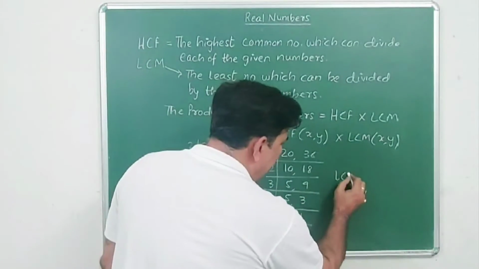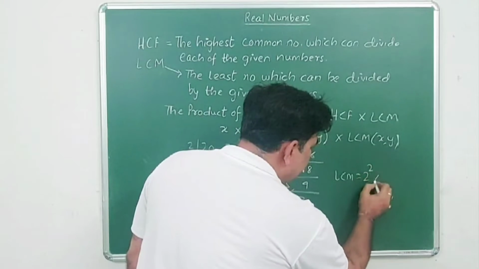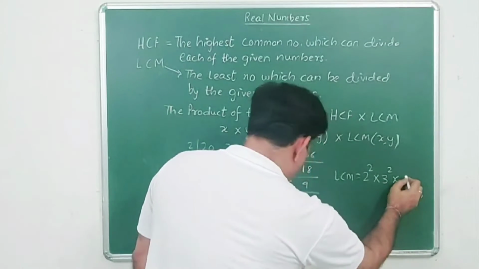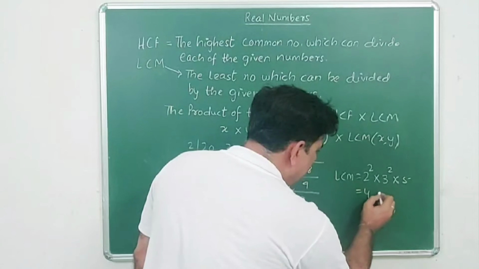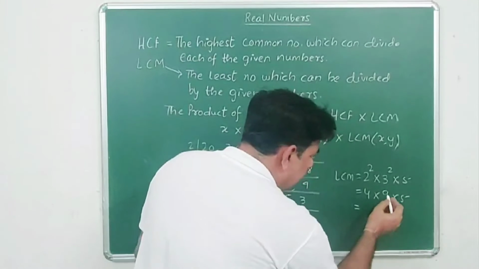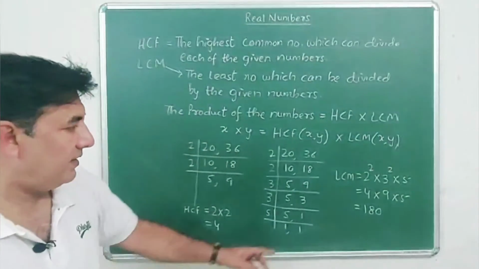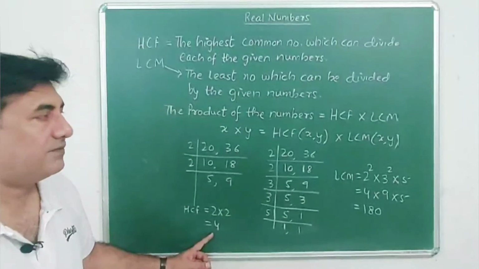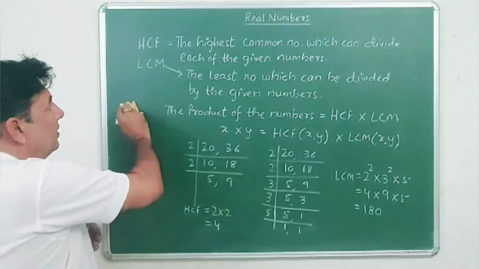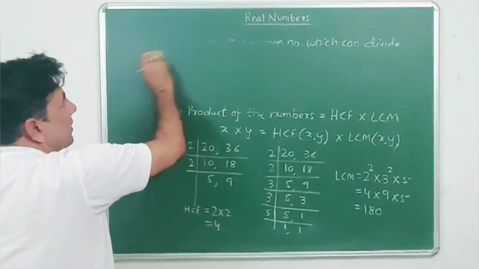Okay, now see the LCM. Here LCM will be 2 into 2, you can also write it like this: 2 to the power of 2, 3 to the power of 2, and 5. So this is 4, 9 and 5. 4 fives are 20, 20 into 9, so you get 180. So 180 is the LCM and HCF is 4. Now let's see how the relation can be worked out here.